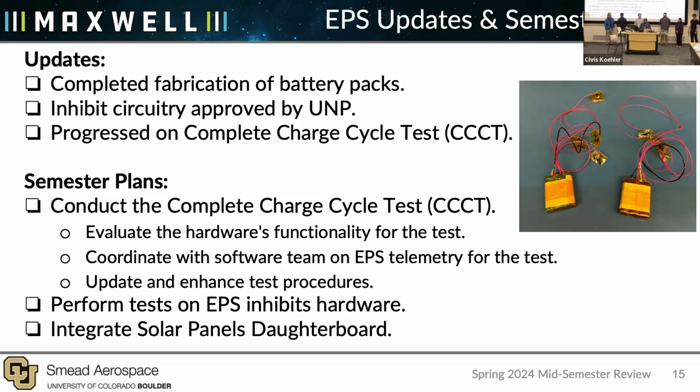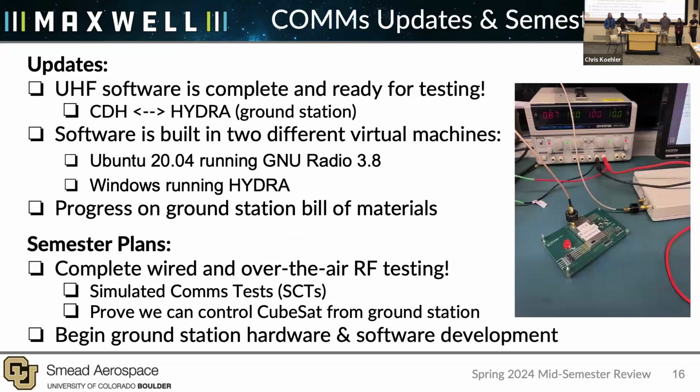In order to finish it, we're currently working on evaluating the hardware functionality of the test and coordinating with the software team for the EPS telemetry. And finally, update and enhance the test procedures. Secondly, we're gonna perform hardware tests on the EPS inhibits that has been approved by the UNP. And finally, we're gonna integrate the solar panels loader boards to the spacecraft.